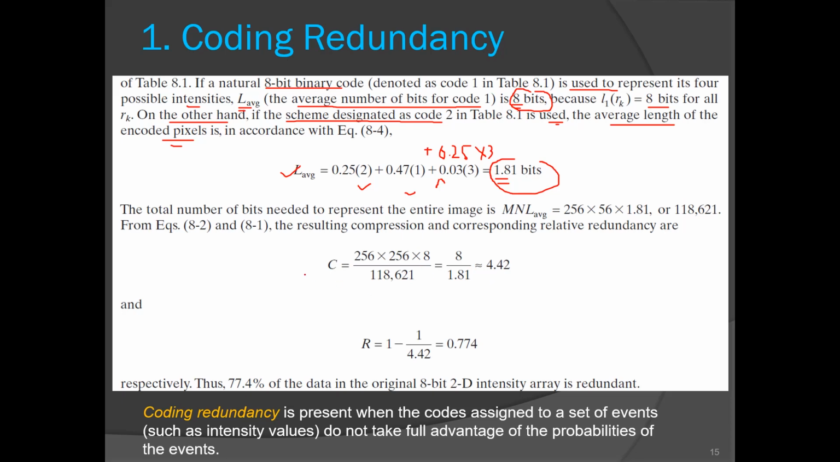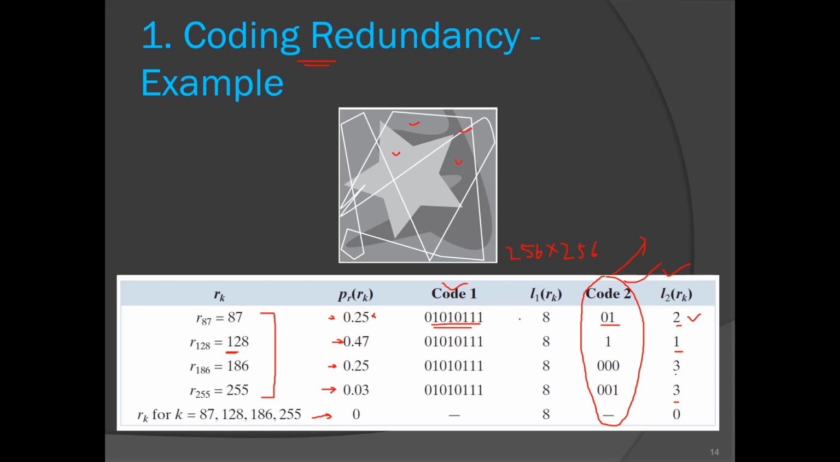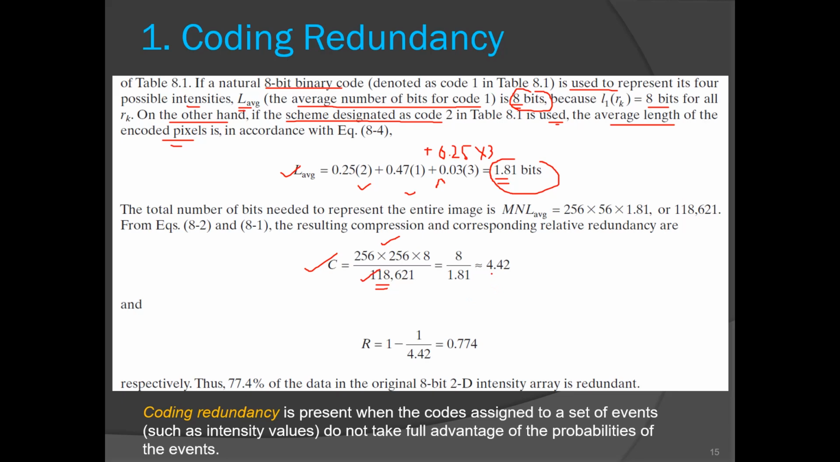If you put the values in the compression ratio formula, it will be 8 by 1.81. This can also be found by this equation: 256 by 256 pixels multiplied by 8 bits per pixel, divided by the bits required, which you calculate by multiplying 87 into 2, then 128 into 1, and so on. You will get this number. So the compression ratio is 4.42 and the relative data redundancy is 0.774, which indicates that the data has 77.4% redundant data. This is the example of coding redundancy.